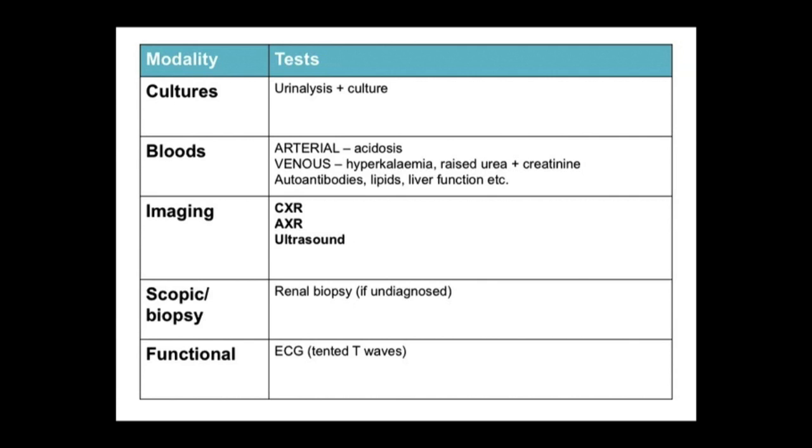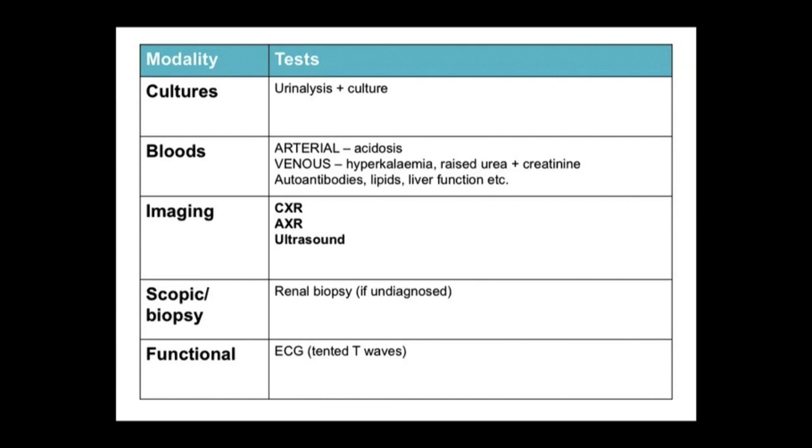Okay? So the first one under cultures would be urinalysis and culture. Anyone think of why I do that? Protein, yeah, exactly. One of the causes is nephrotic syndrome. There might be lots of protein in there. Anyone else? Another one? Yep, hematuria, so blood. Might be nephritic syndrome. And then one more. Infection. It's that simple. And then culture for infection as well. It really is that easy.